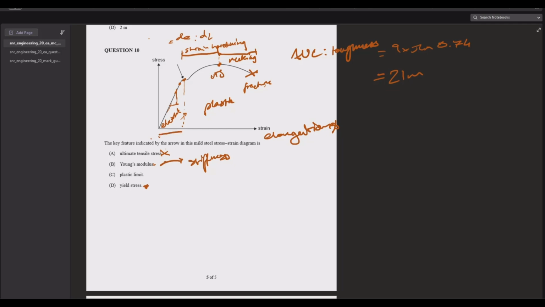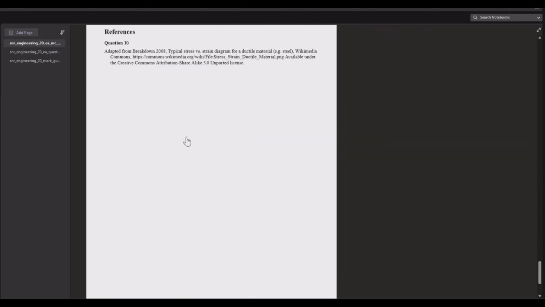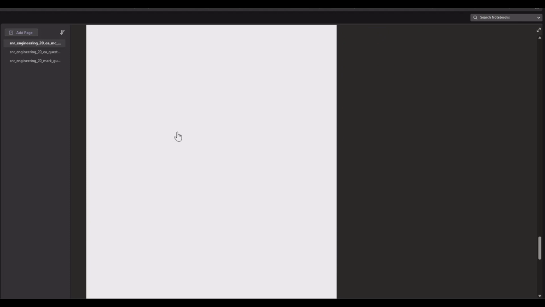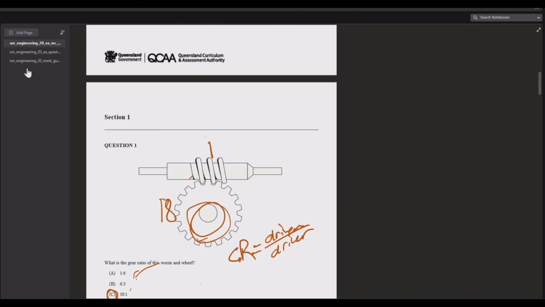And how much elongation it can resist before fracturing. So at this point here, that's called the ductility. And they have asked questions on pretty much all of this before, so you will need to know this. And that's the multiple choice done. So here comes the hard part.